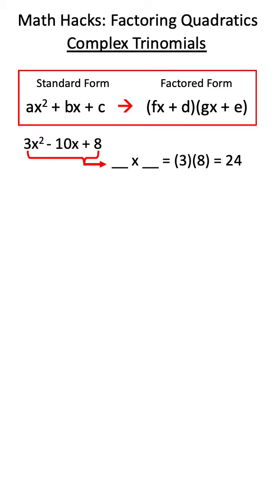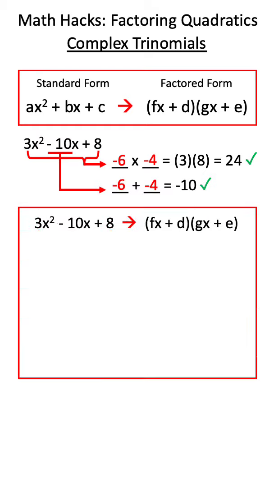To factor these, we find two numbers that multiply together to give us a times c, and these same two numbers should add together to give us our b term. In this situation, we can see that -6 and -4 satisfy both these conditions.